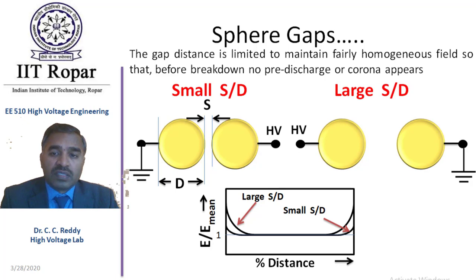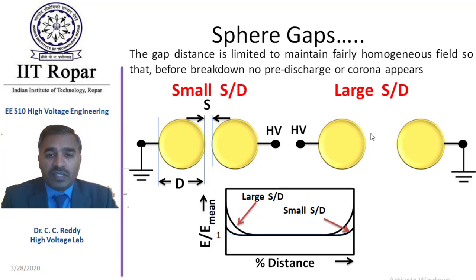See here, two figures are there. In one of them, small s by d. S is the gap between the spheres, d is the diameter of the sphere. This configuration is small s by d, and on the other hand, this configuration is large s by d. Here s is more and d is less, right? S by d is more here.